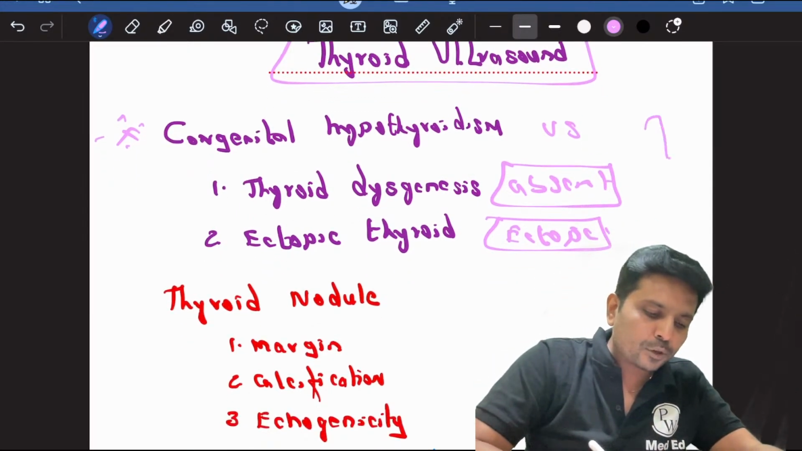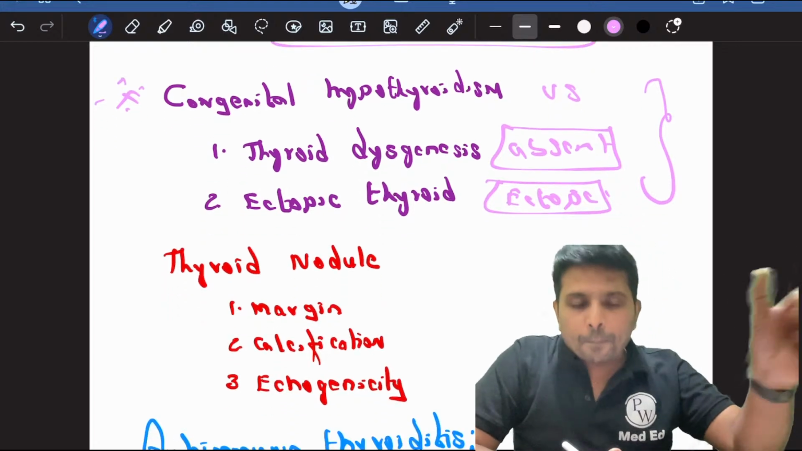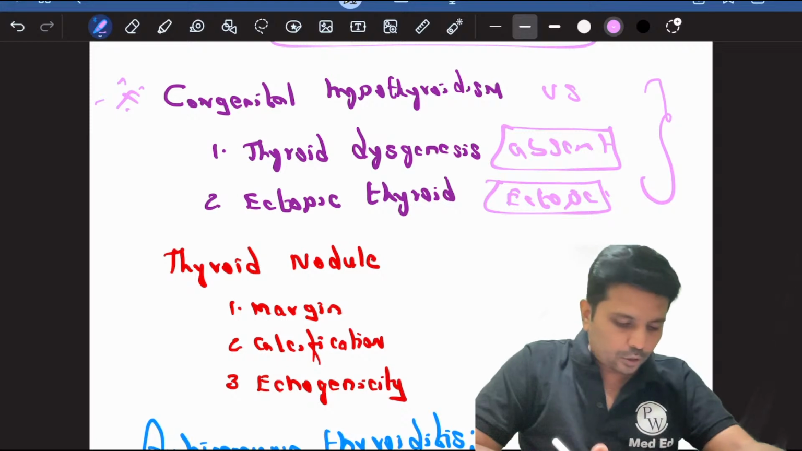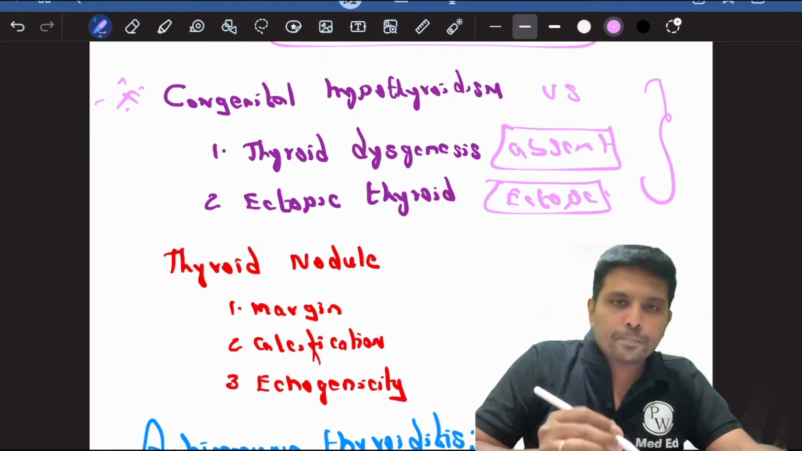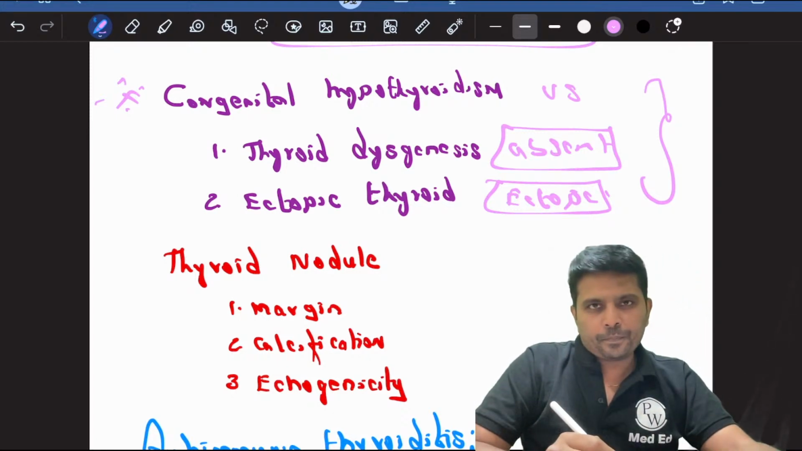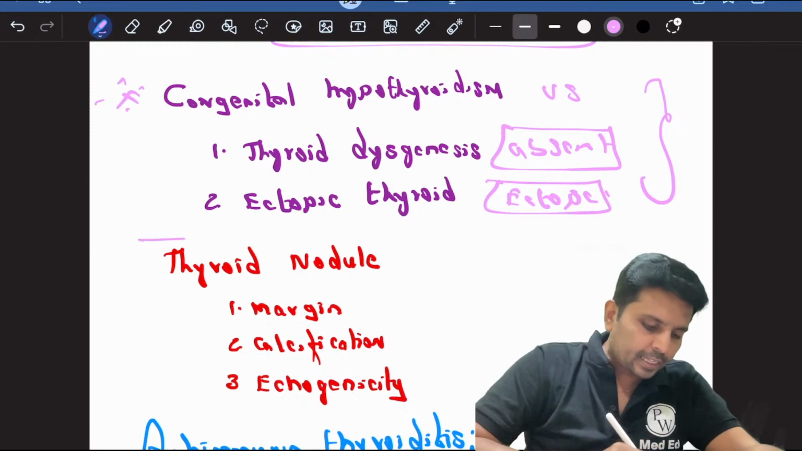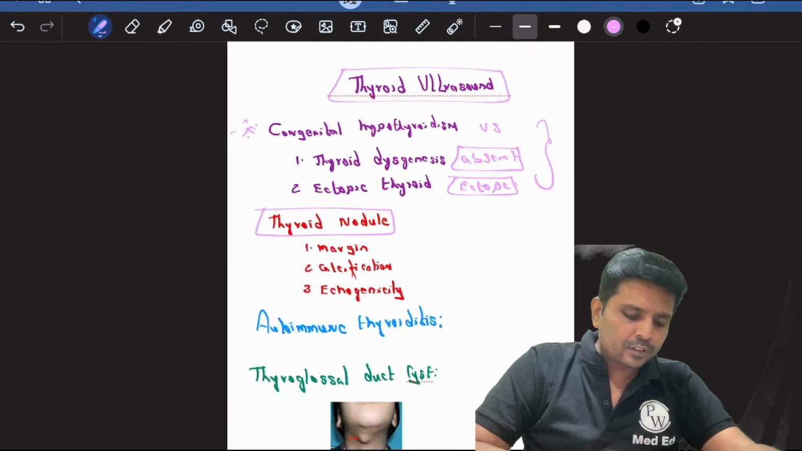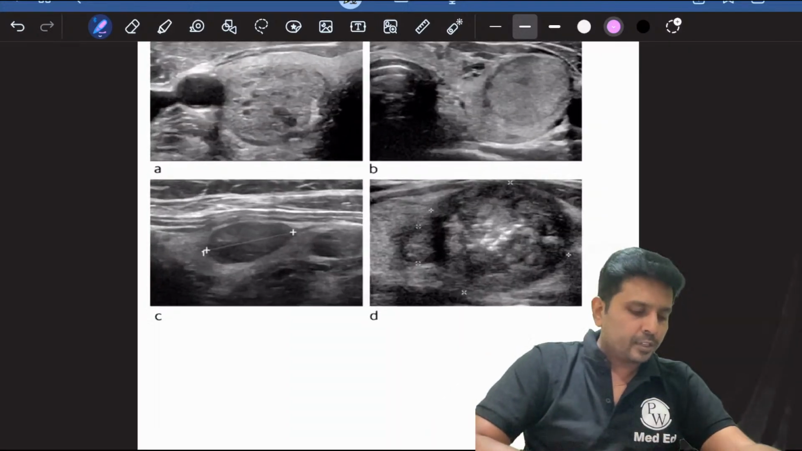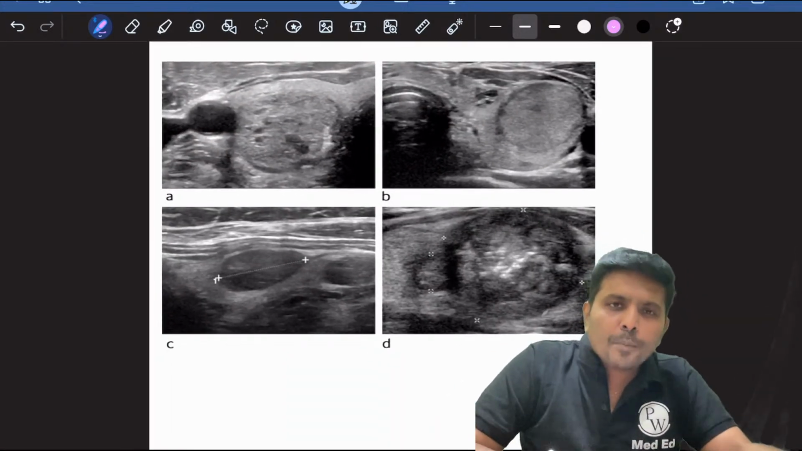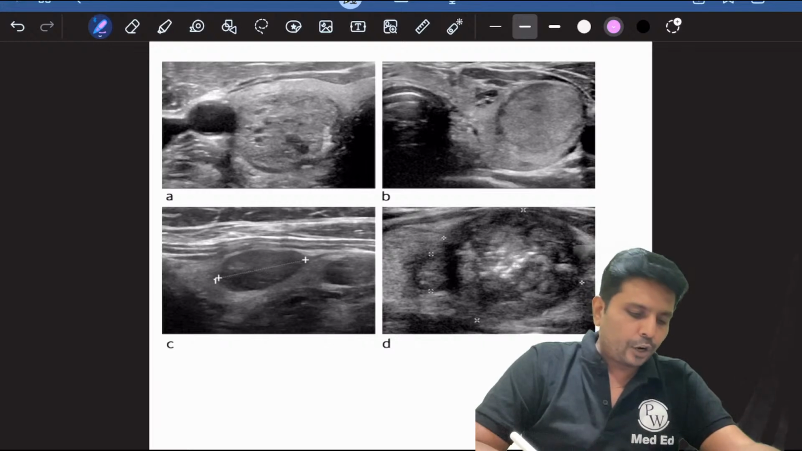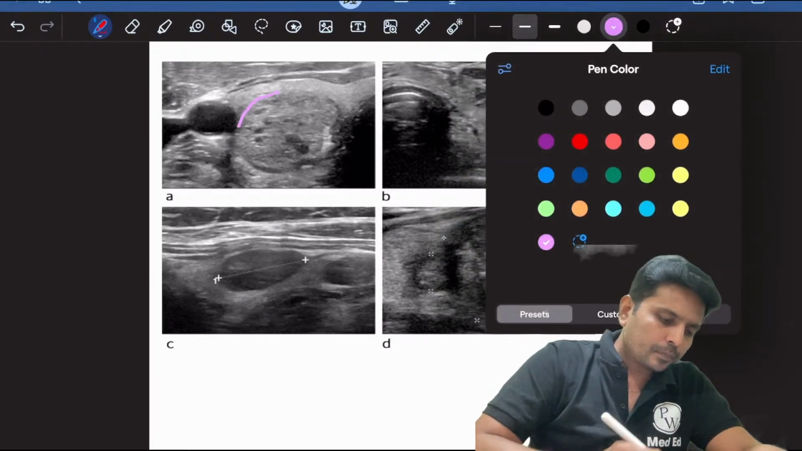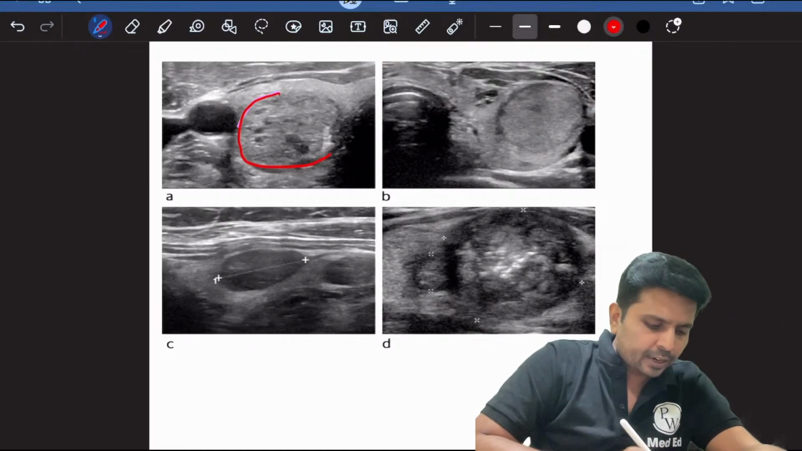This is with respect to congenital goiter. Apart from identifying the location of the thyroid gland by ultrasound, the next most important use of ultrasound is thyroid nodule. Okay, what is the role of ultrasound in thyroid nodule? Look at this. I have shown you 4 pictures of thyroid nodule. So here, look at this. This is the thyroid gland.